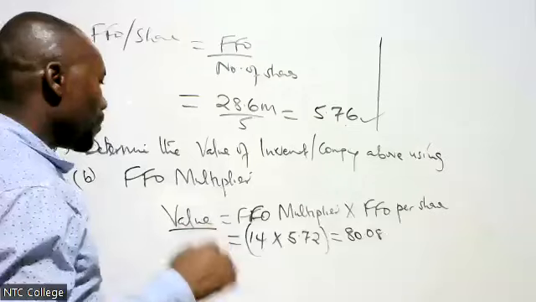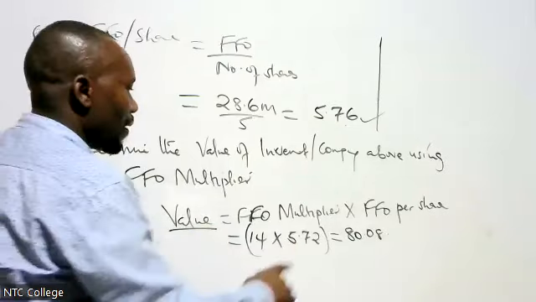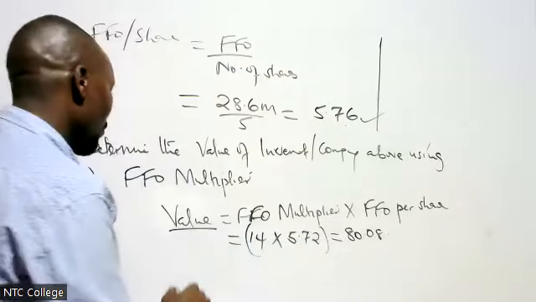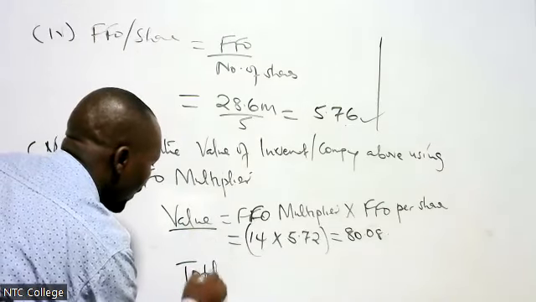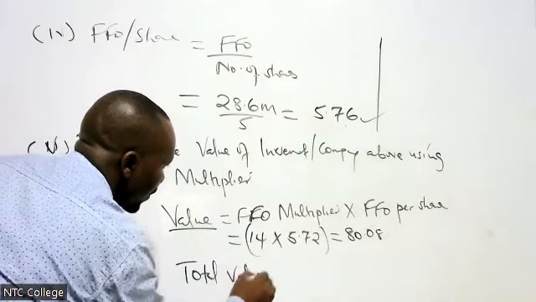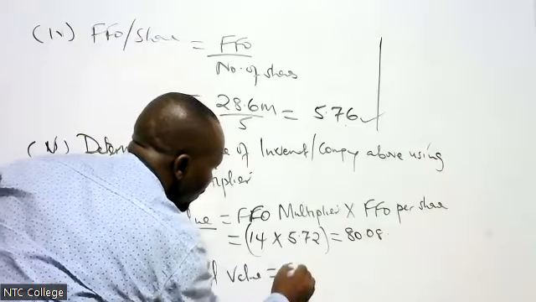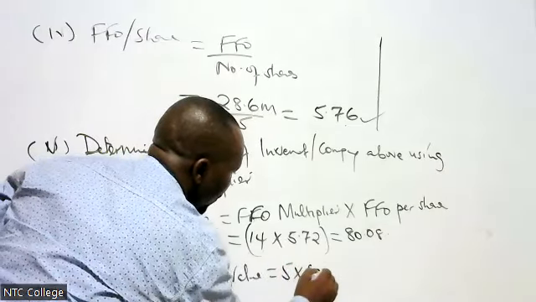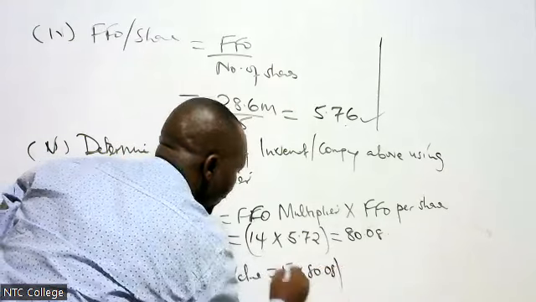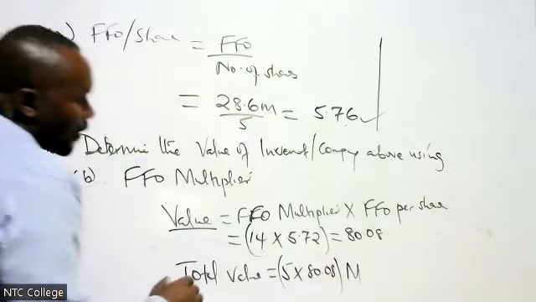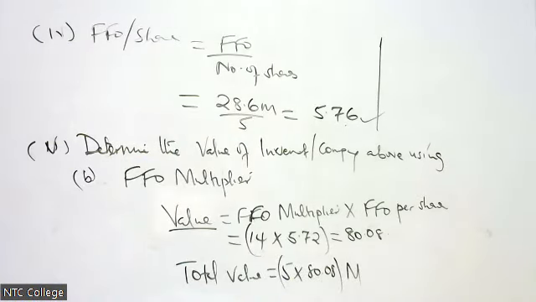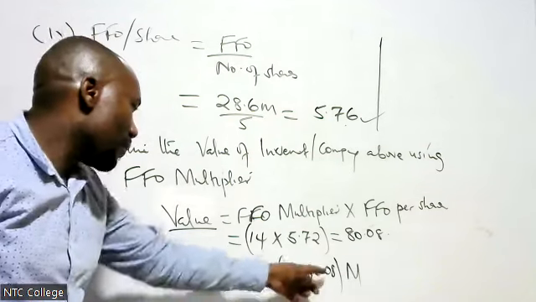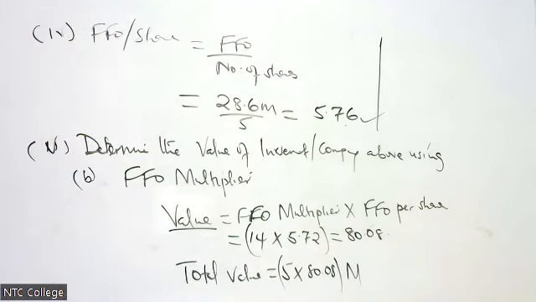If you want it now to be for the whole shares, now multiply this. So total value of the company, just like the other one that I explained, total value is now 5 times 80.05. And the answer is going to be in millions. That is the total value of the company. Initially, tulipata ni ngapi? Hiyo ukicalculate tunapata ni how many millions? 400.4.